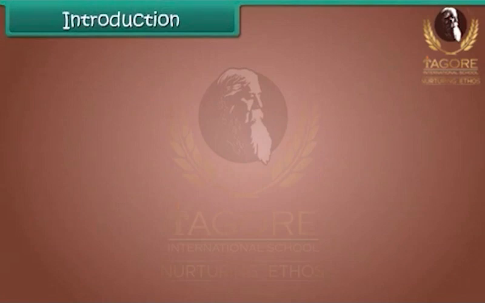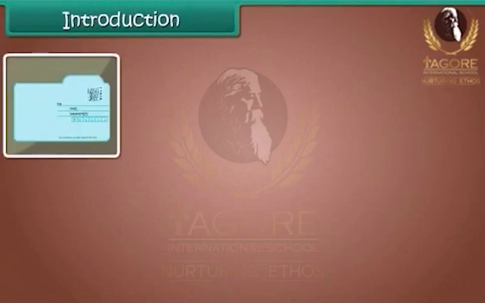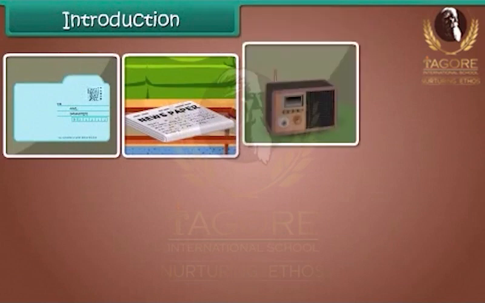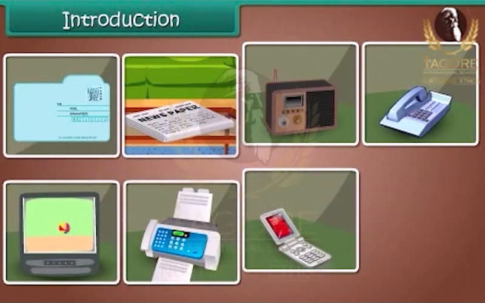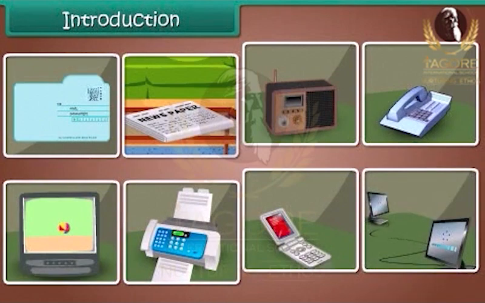Look at these objects: letters, newspapers, radio, telephones, televisions, fax, mobile phone, and internet. All these help us to connect to each other. These are means of communication. Let us learn more about communication.